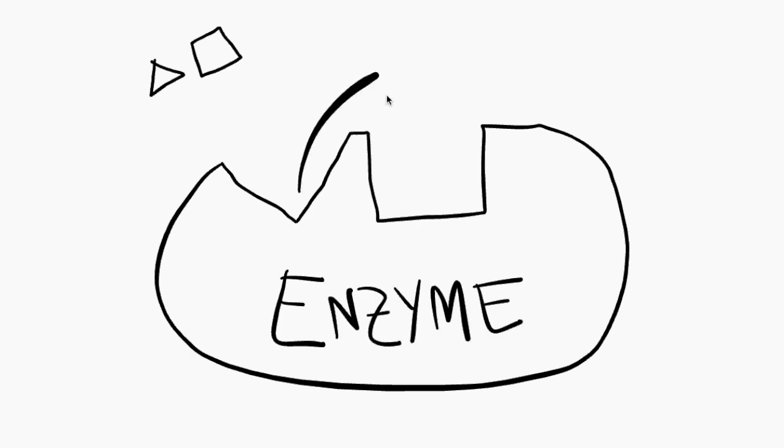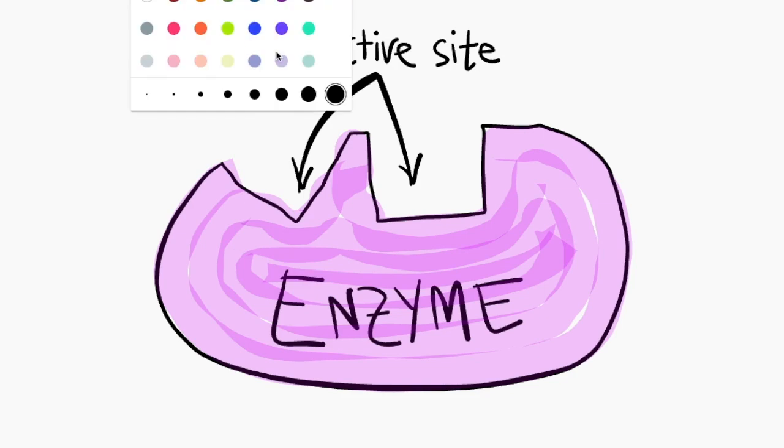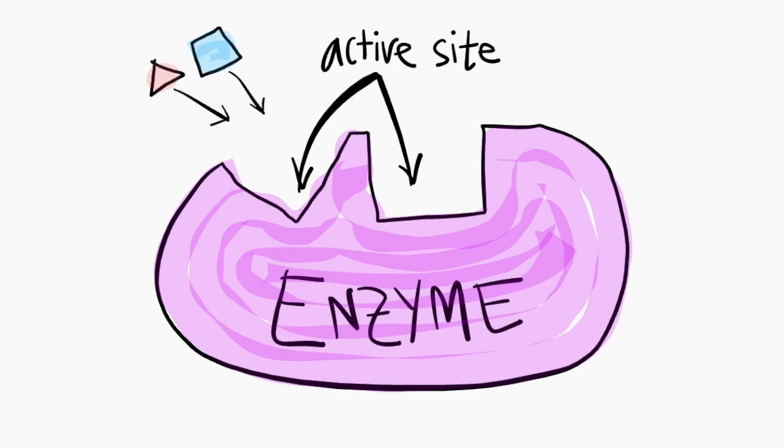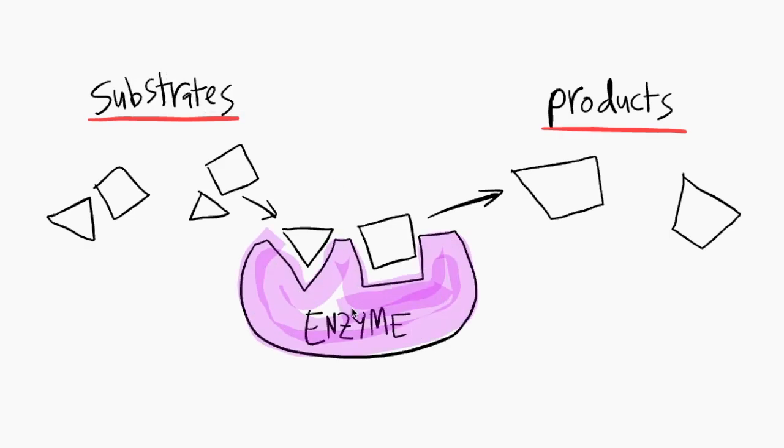How does the substrate know which enzyme to attach to? Well, there's a region on every enzyme called the active site, where substrates attach to and then react. Think of it as a specific puzzle piece that only the right substrate can attach to. Once an enzyme has completed its job turning a substrate into a product, it releases that product and moves on to the next substrate. As a result, an enzyme can be used over and over and over again.